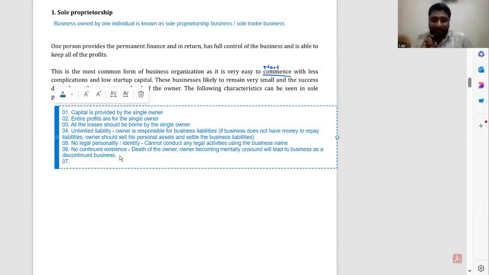Seventh one: if the owner's full name and business name are the same, it is not required to register the name. You just think and see, people. My name is Sunil Pereira. Business name is Sunil Pereira. Should I have to register the name again?